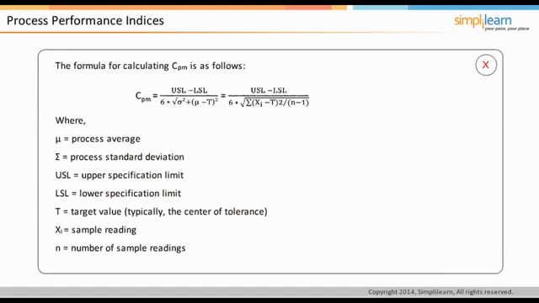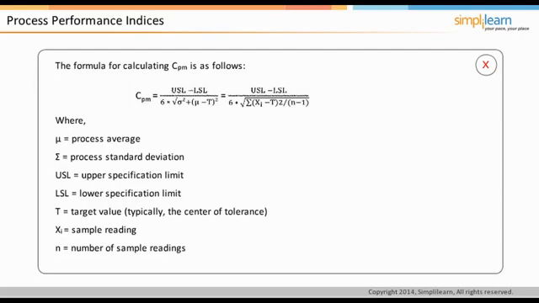CPM denotes the Process Capability Index mean, which accounts for the location of the process average relative to a target value. It can be calculated as shown on the screen. Here, MYU stands for process average. Sigma symbol denotes the process standard deviation. USL is the upper specification limit, and LSL is the lower specification limit.